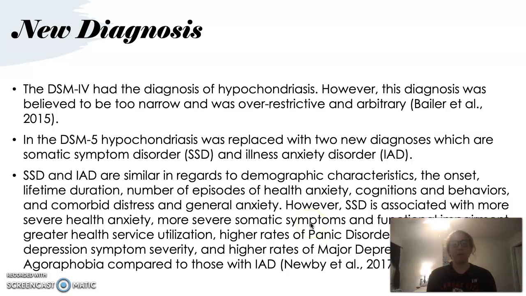So, I might have mentioned earlier, this is actually a new diagnosis to the DSM-5. In the DSM-4, there was a diagnosis of hypochondriasis, but critics said that this diagnosis was too narrow and was over-restrictive and arbitrary, so it was pretty hard to get that diagnosis. So in the DSM-5, they changed things a little bit, and that was replaced with 2 new diagnoses, which are somatic symptom disorder and illness anxiety disorder, which is the one that we're talking about.